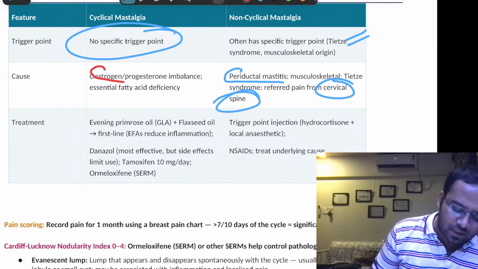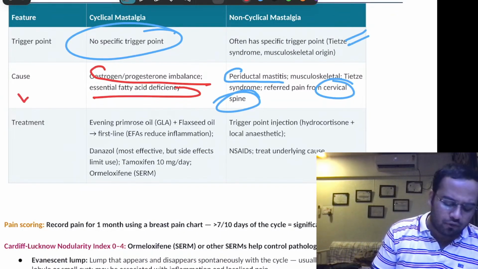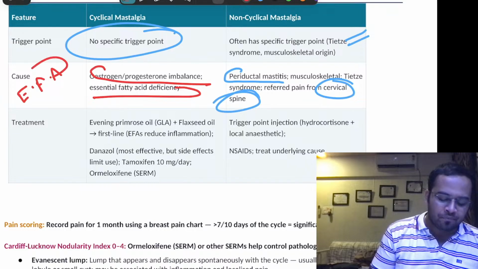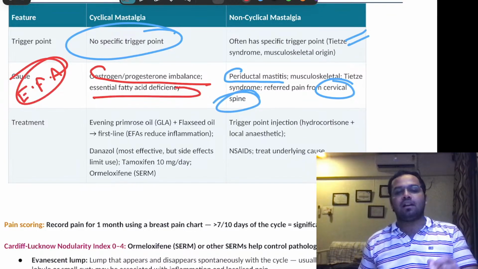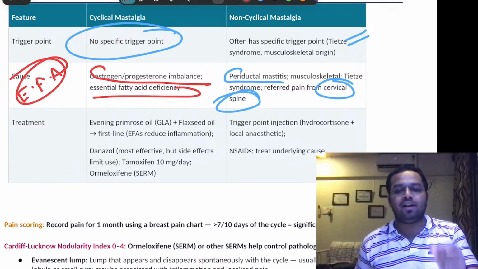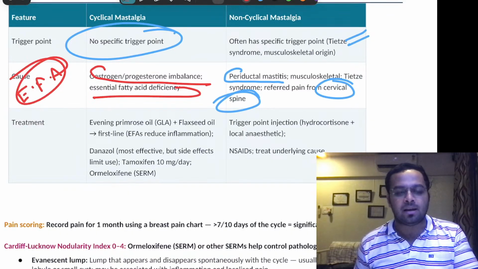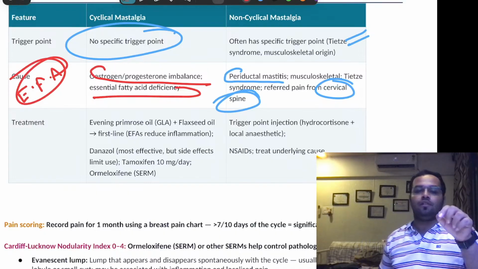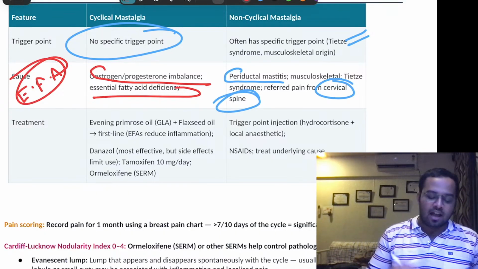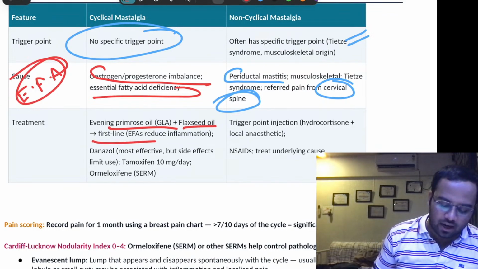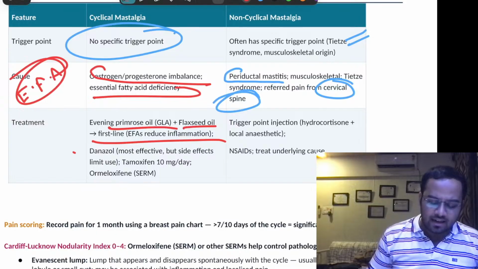It is an estrogen and progesterone imbalance and essential fatty acid deficiency. So here you are going to give essential fatty acids, like evening primrose oil, which are going to reduce the inflammation. Whenever non-essential fatty acids increase in the body, we know it is a condition of inflammation, and that inflammation is going to trigger this. So whenever you come across cyclical mastalgia, you are going to give essential fatty acids. Evening primrose oil with flaxseed oil is the first line because the essential fatty acids reduce the inflammation. And danazol might be used.